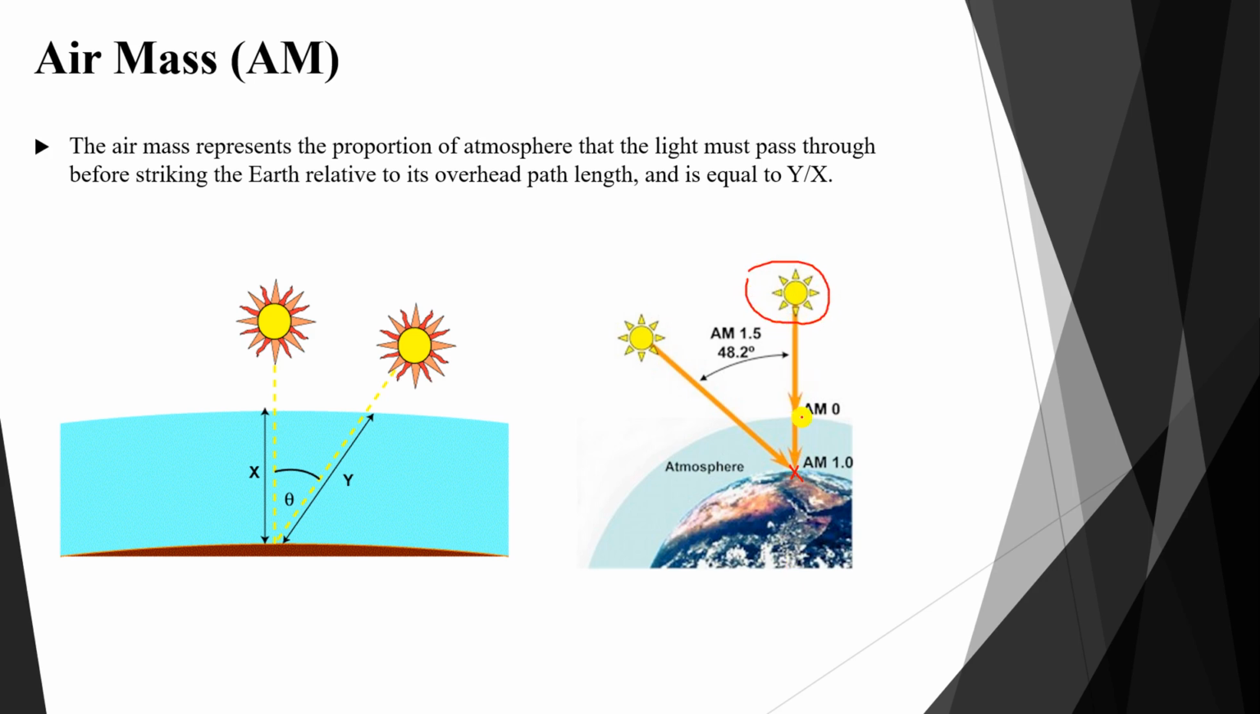So before reaching the atmosphere, the AM is equal to 0, because there is no distance. So AM here, or air mass, is equal to 0. However, when we are directly above the location, the air mass is equal to 1, which is the distance when the sun is perpendicular to the location.